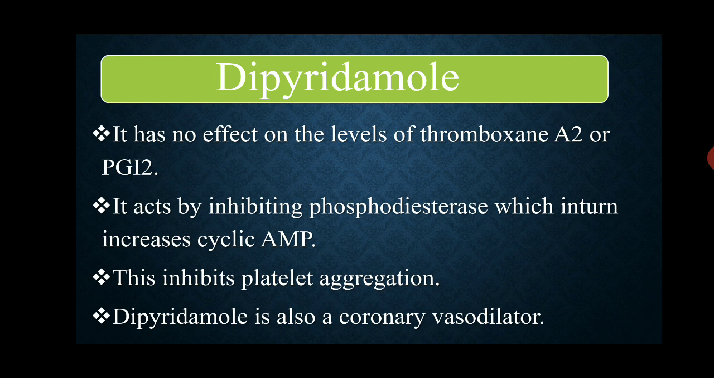This Dipyridamole drug or agent has no effect on the level of thromboxane and PGI2. It acts by inhibiting phosphodiesterase, which in turn increases the cyclic AMP.